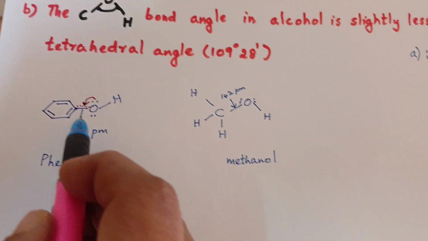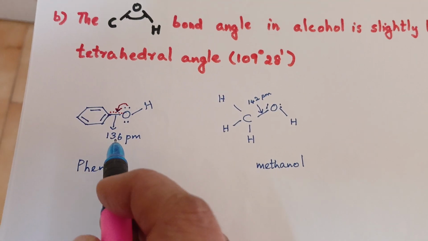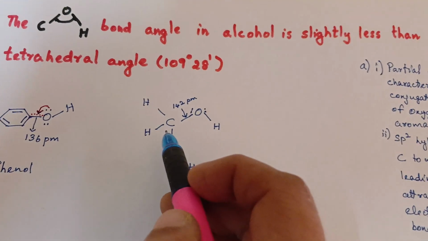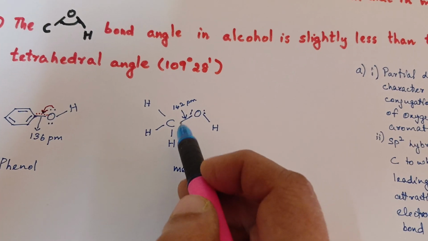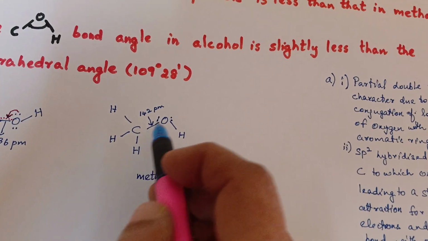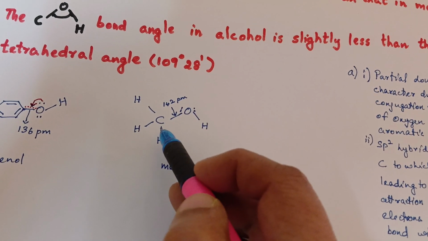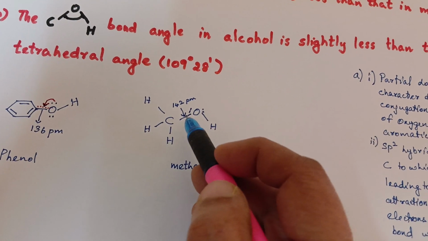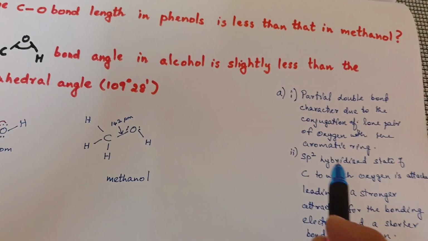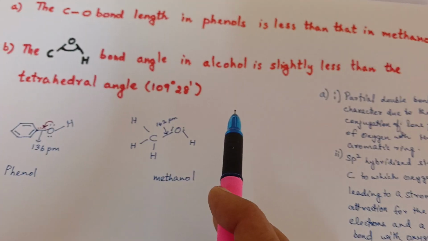So that is why the carbon-oxygen bond in phenol is only 136 picometers, whereas the carbon-oxygen bond in methanol is 142 picometers. Here the carbon is sp3 hybridized and there is no option for these electrons to come in here because there is no double bond here or other electrons to which there can be a conjugate effect. So that does not happen here. So that is why this carbon-oxygen bond length in phenol is less than that in methanol.